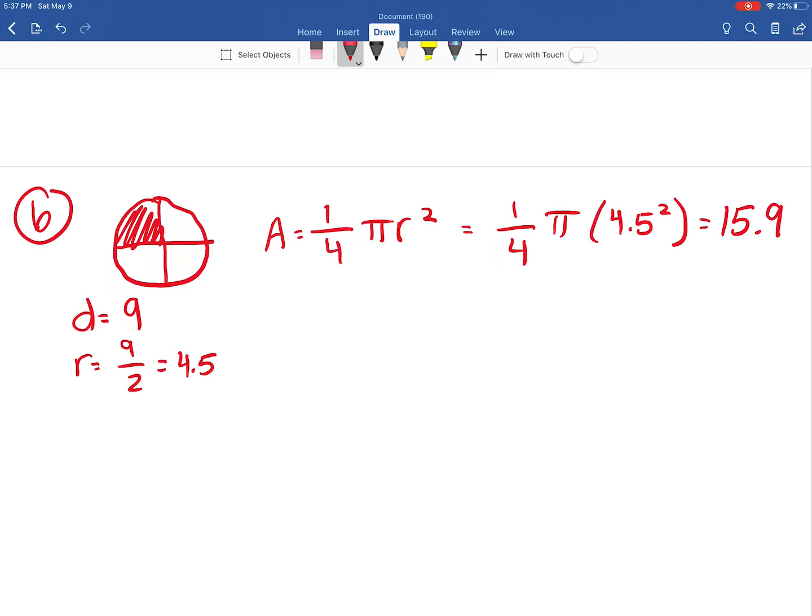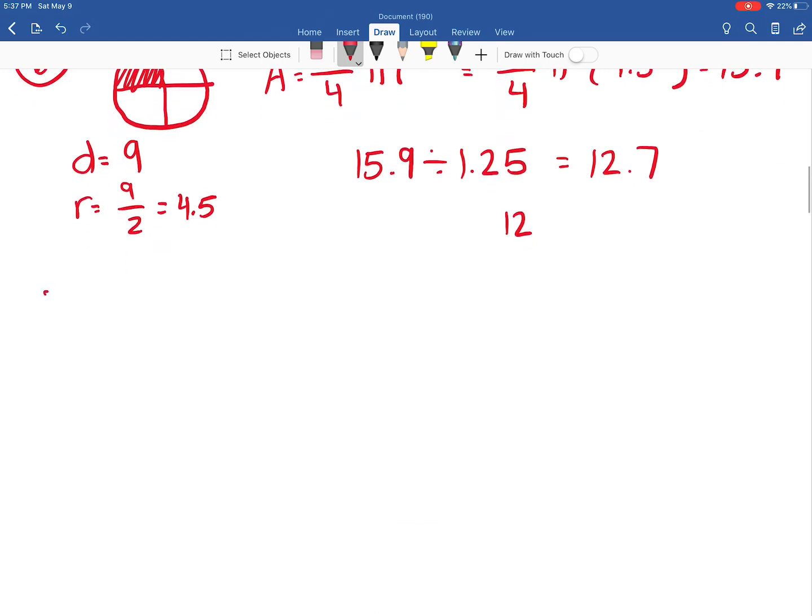But they didn't ask me for the area covered. They want to know how many roses. Each rose is 1.25 square inches. So I'm going to take the 15.9, the entire area I'm covering, and divide by one single rose. This gives me 12.7, or about 12 roses.